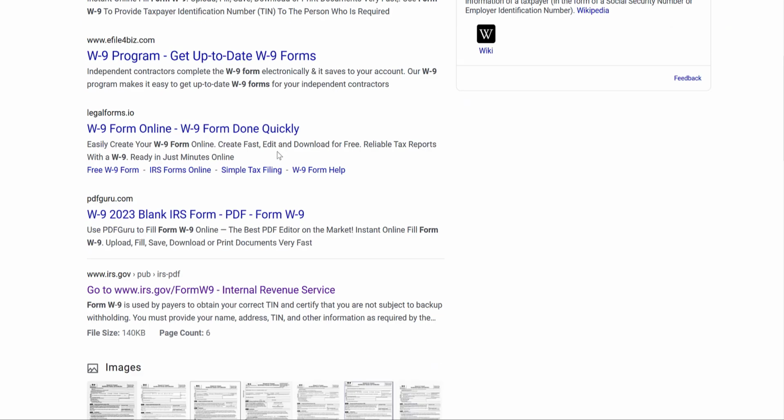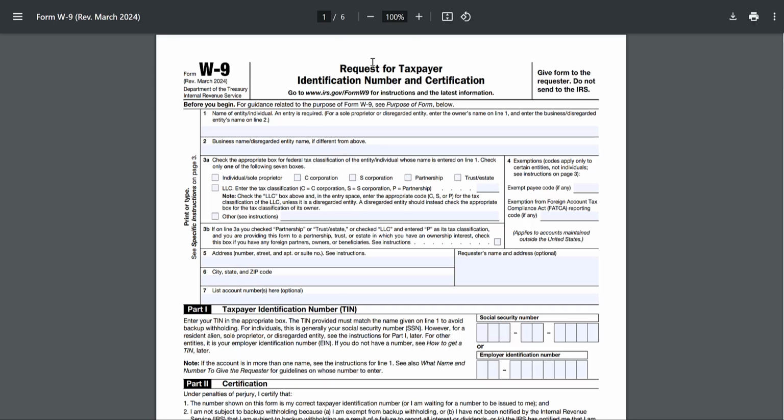Okay, let me show you Form W-9. Form W-9 is on the IRS website. It's right here. It's a request for taxpayer identification number and certification. So you send this W-9 to the contractor, to whomever you're using, the attorney, etc. You ask them to fill this out.